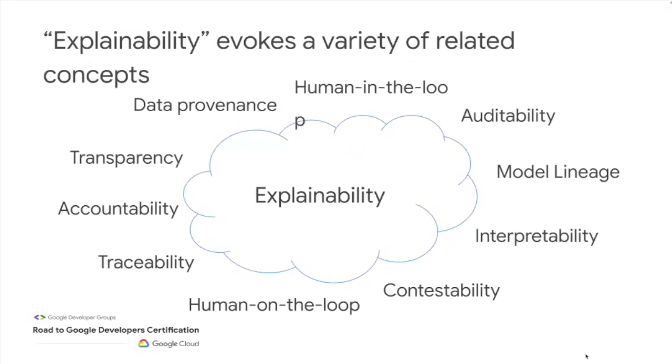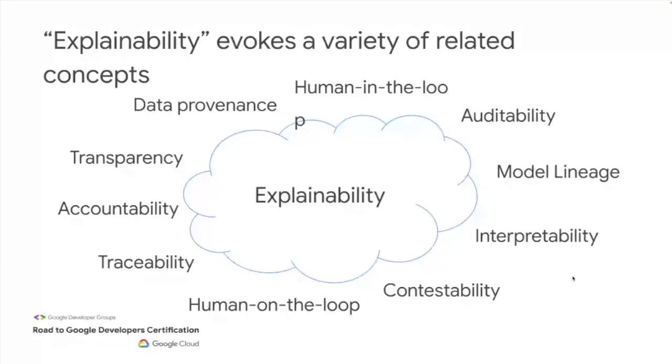Where does data come from? Is there a human in the loop to kind of validate that the machine is going in the right direction? Is it auditable? Where does the model come from? Is the model based on another model that is not having the best of practices? Can this be interpreted? Can this be contested?